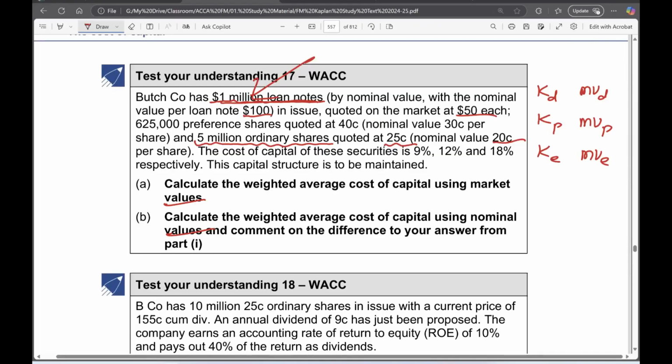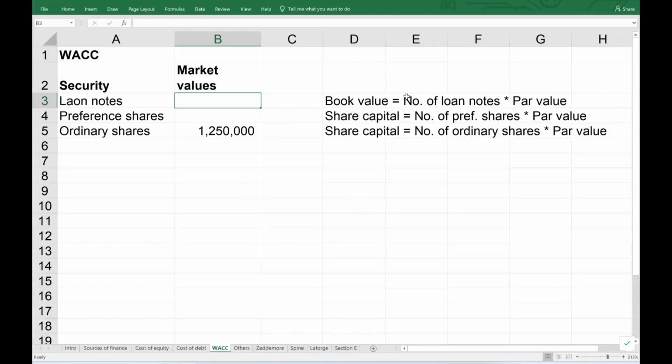Look, for loan notes, he gave me the book value of the loan notes, which is 1 million. He gave me the par value of the loan note, and he gave me the market value of the loan note. So first of all, I need to find how many loan notes the company has issued. The book value is 1 million divided by par value. 10,000 loan notes the company has issued.